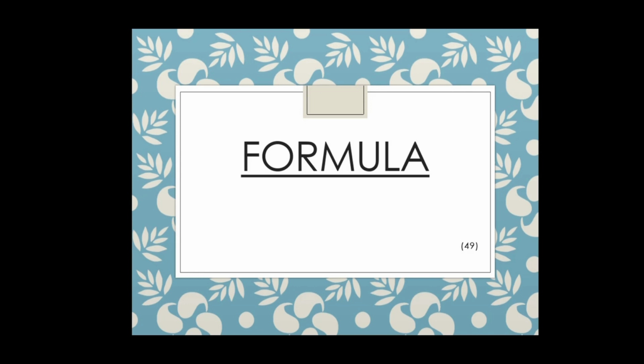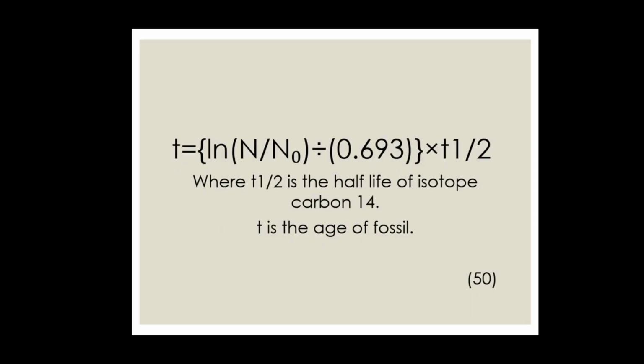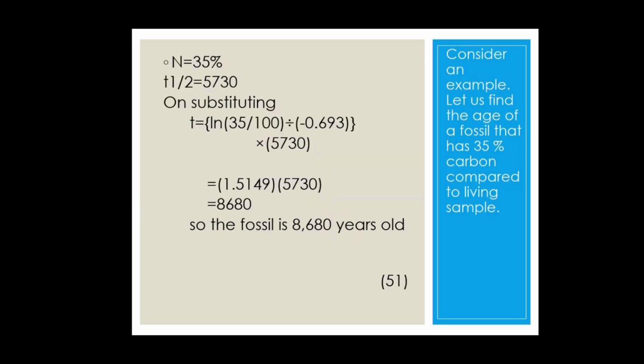Now we will begin our section by discussing the formula for finding the age of a sample with organic material embedded in it. The sample can be a fossil or any other material with an organic material embedded in it. So the formula is T is equal to the natural logarithm of N divided by N naught, the whole divided by 0.693 into T half, and here T half is the half-life of isotope carbon 14 and T is the age of the fossil.